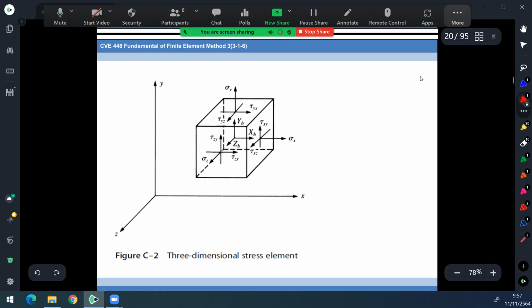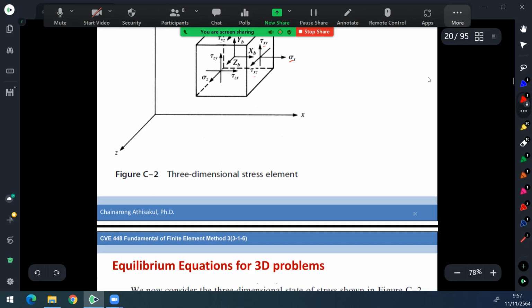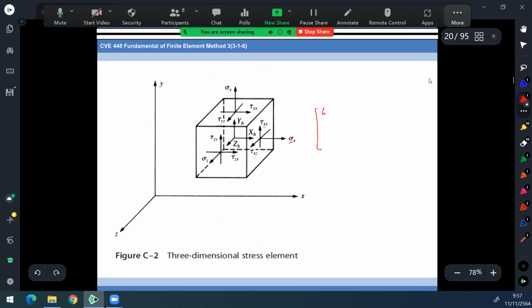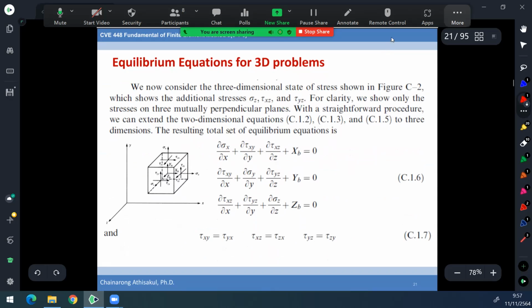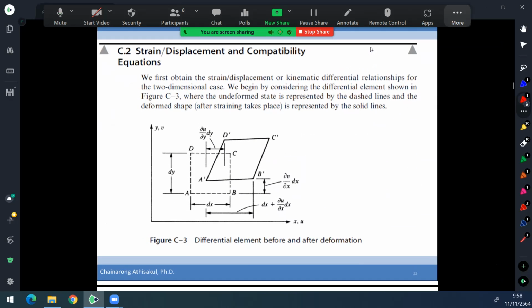So this is the stress tensor that we are familiar with. Now we will use the notation where sigma x is the normal stress, and tau xy, tau xz, and tau yz are the shear stresses. For this case, we may write the stress tensor like this: sigma x, sigma y, sigma z, and tau xy, tau xz, and tau yz. And this is symmetric. This is the stress tensor for this notation. If we consider the equilibrium equation in three dimensions, we will expand like this. We have 6 equations for the three-dimensional problem. Then we will consider the strain-displacement relation and the compatibility equation.